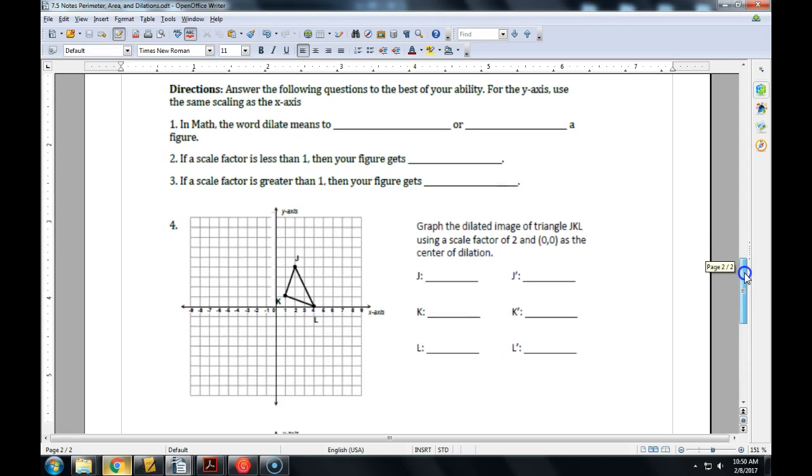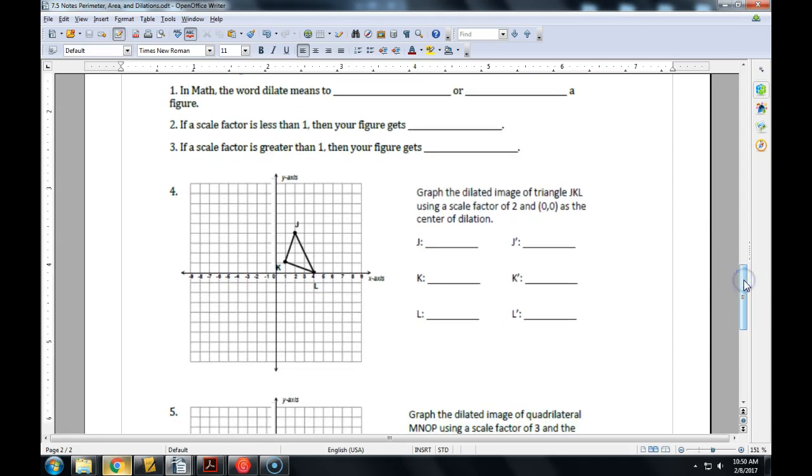So answer the following questions to the best of your ability. Same scaling. So in math, the word dilate means to enlarge or shrink a figure. So a dilation just blows it up or blows it down.